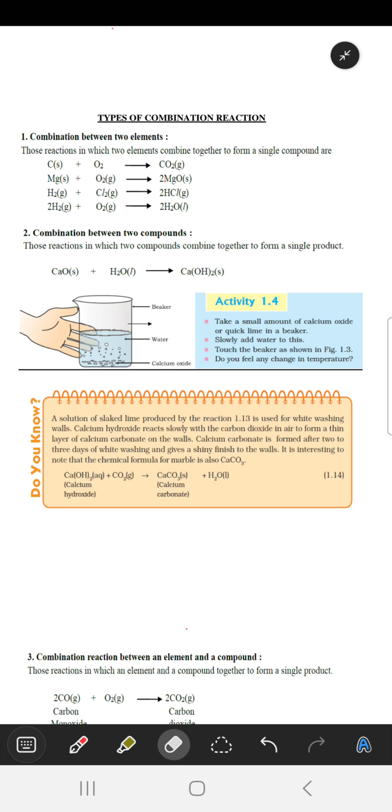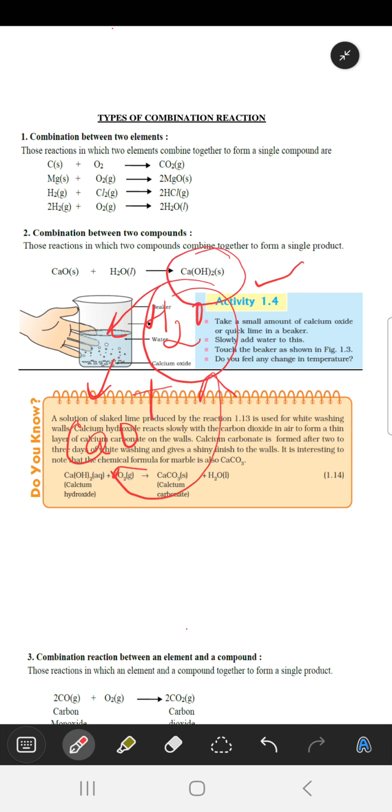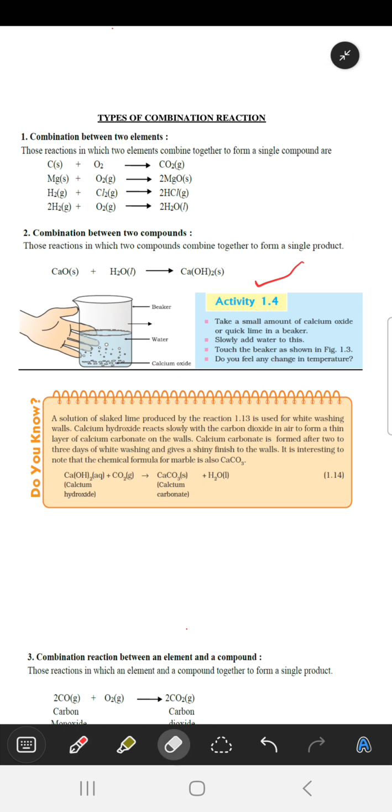The next type is the combination between two compounds. For example, when calcium oxide reacts with water, what we get is calcium hydroxide. To understand this, let us take one activity. In this activity, we have taken calcium oxide and water in the beaker. When these two combine, what we get is calcium hydroxide. So a single product is formed when two compounds are combined together.